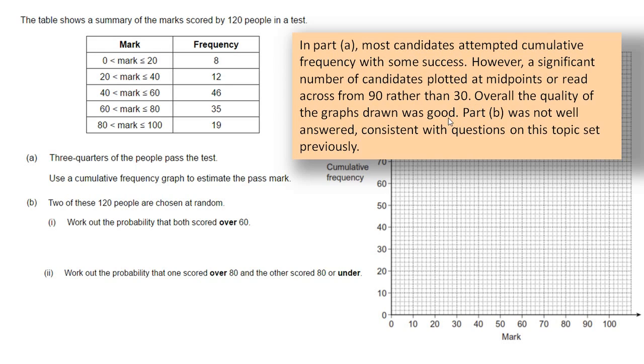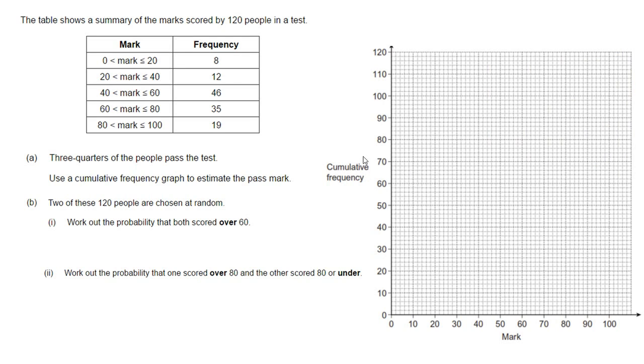Part B, however, wasn't well answered, consistent with questions on this topic set previously. So whoever wrote this, the examiners are used to seeing people fail at this kind of probability using a cumulative frequency diagram, it looks like. So they're not surprised that people just didn't get this part B correct. Well, let's see if we can do it. It's a challenging question, but knowing what we do about cumulative frequency and hopefully having also a good understanding of probability will enable us to get all the marks.